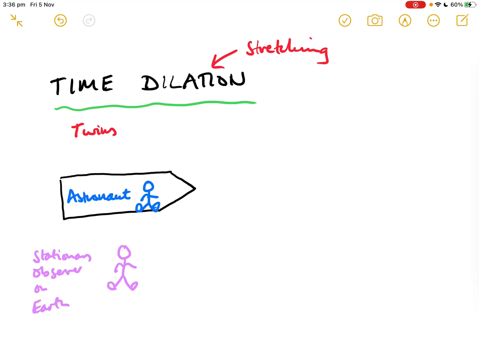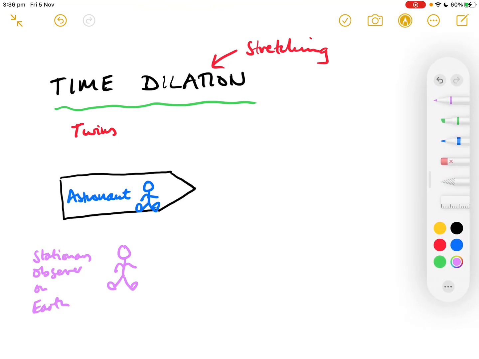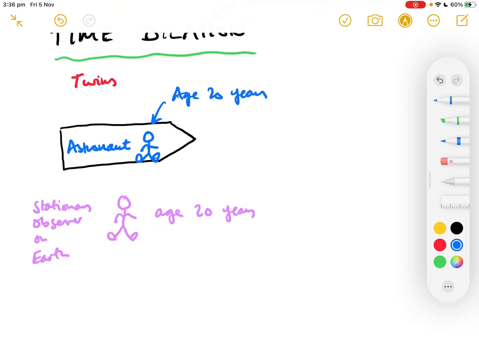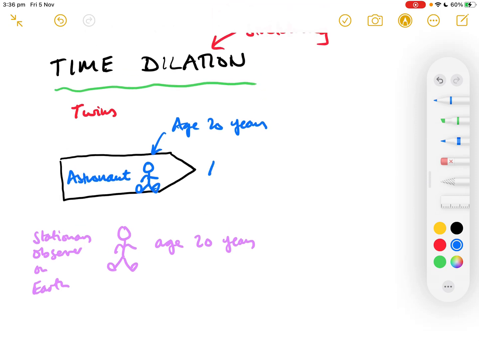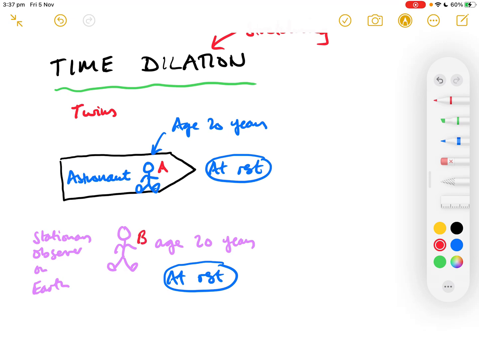Okay, now obviously they're twins, so at the beginning of this story they are exactly the same age. Okay, let's imagine at the beginning, just to put some numbers on it, they are age 20 years, and that this guy's age is also 20 years because they're on Earth. Okay, so at the moment everything is at rest, and this guy's stationary, so he's obviously at rest as well. So they're just basically on Earth having a chat, and we'll call him twin A, the astronaut, A for astronaut, and B for the guy who's back on Earth, if you like.